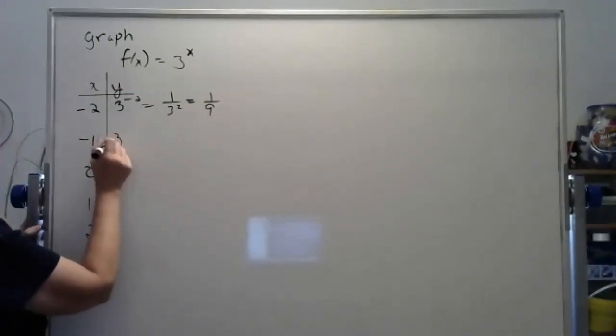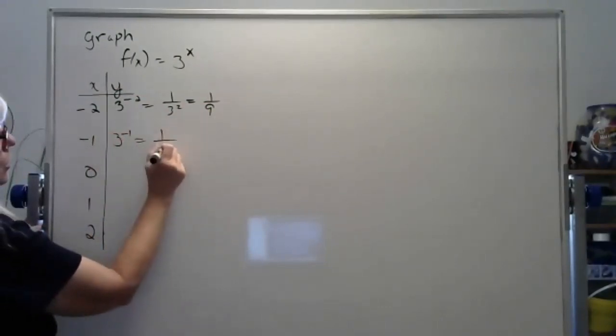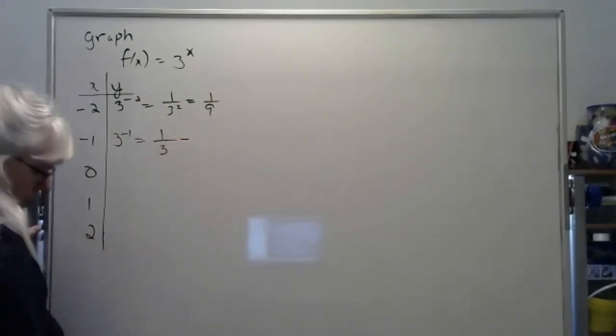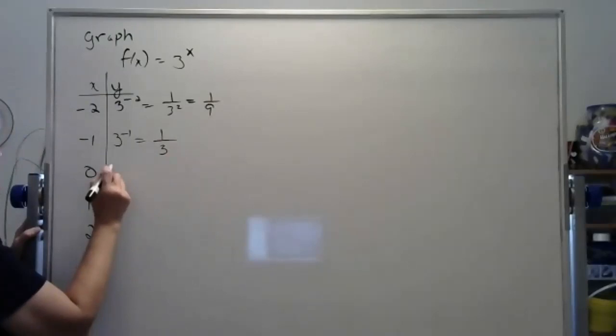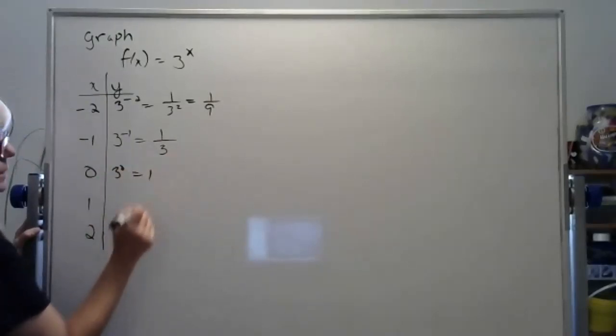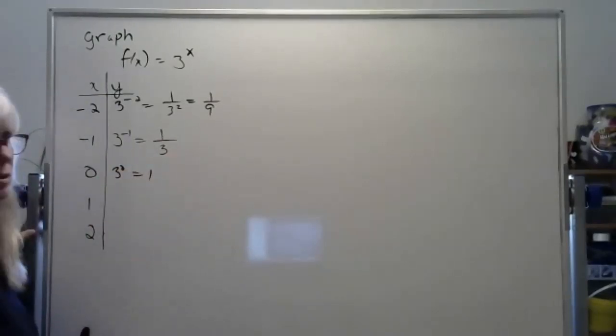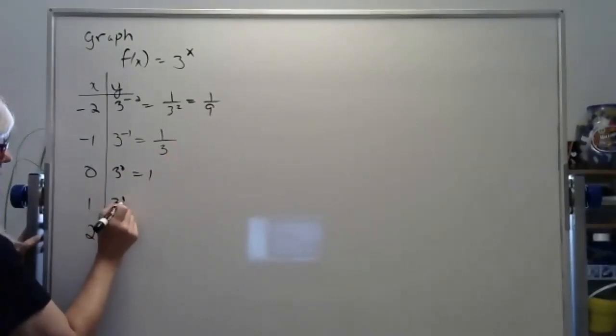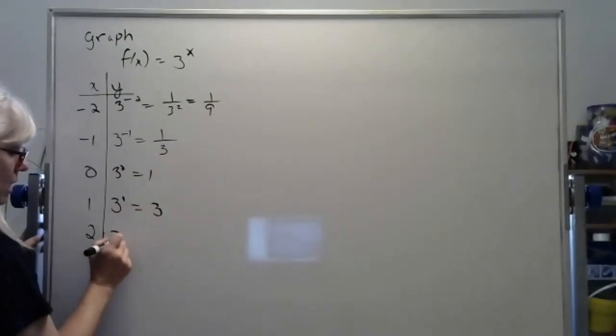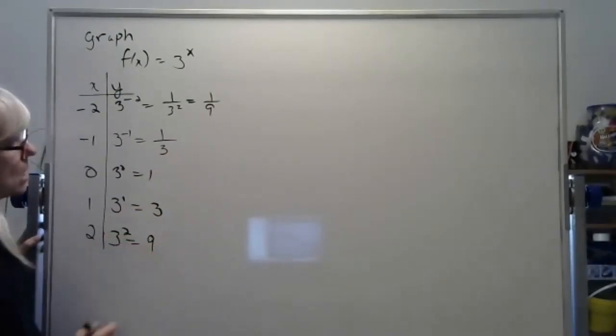When I plug in -1, I get 3 to the -1. That's (1/3) to the first, which is 1/3. 3 to the 0 is still equal to 1. Any number to the 0 power is 1. So we can see that this is going to be a fixed point for us. 3 to the first is going to give me 3, and 3 squared is going to give us 9.